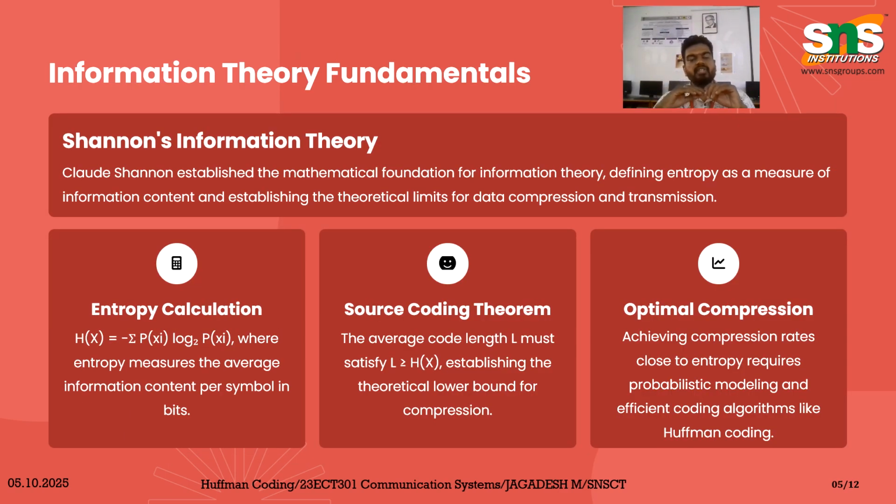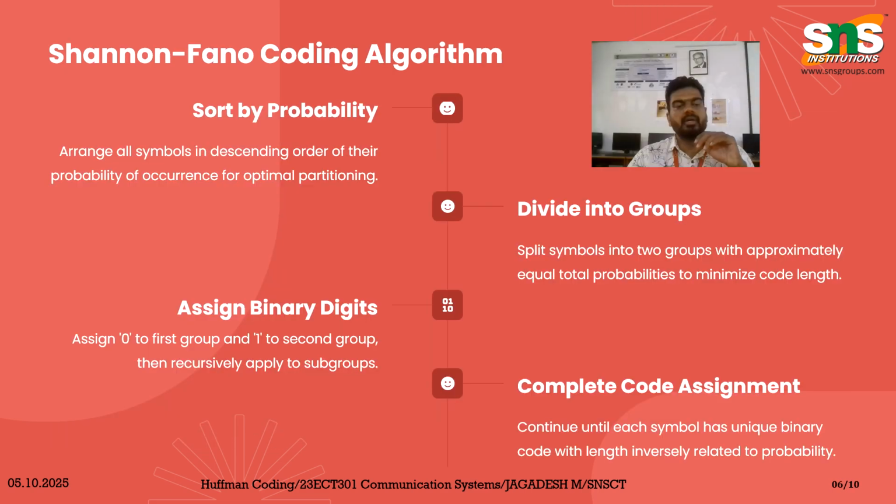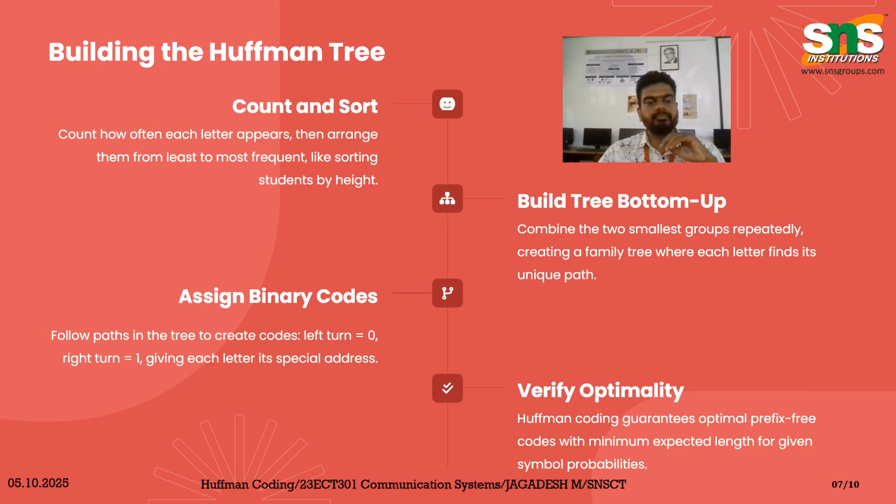Information theory fundamentals. Shannon information theory includes what we have already seen, that is entropy calculation, source coding theorem and optimal compression. And the Shannon-Fano coding algorithm has four divisions. One is sort by probability. Another one is divide into groups. Third one, assign binary digits. And the final one is complete code assignments.